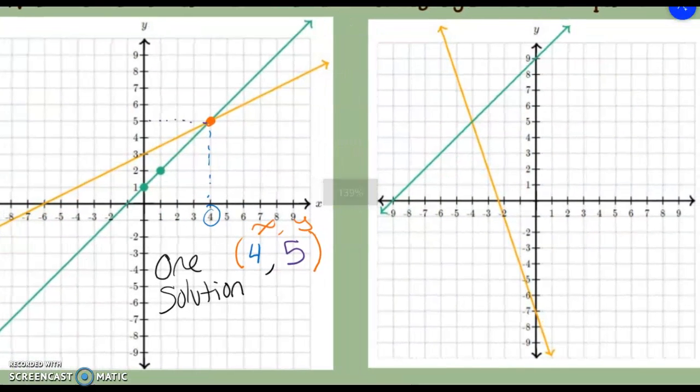Now that you know how to do it, I want you to try the second one on this side. Yes, it is going to be a 1 solution, but I want you to tell me what that 1 solution is. So take about 30 seconds, write it down, and tell me what it is.